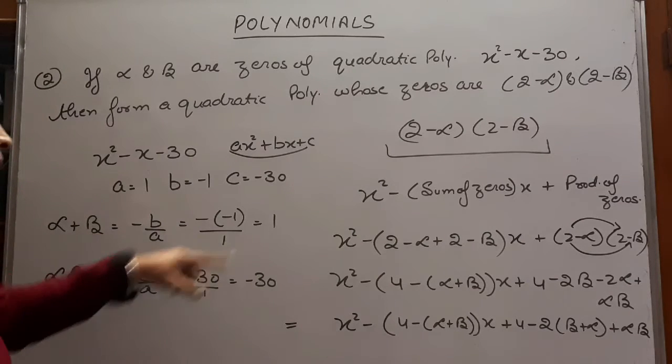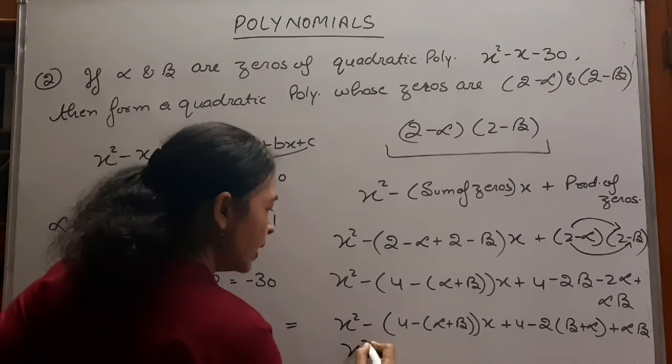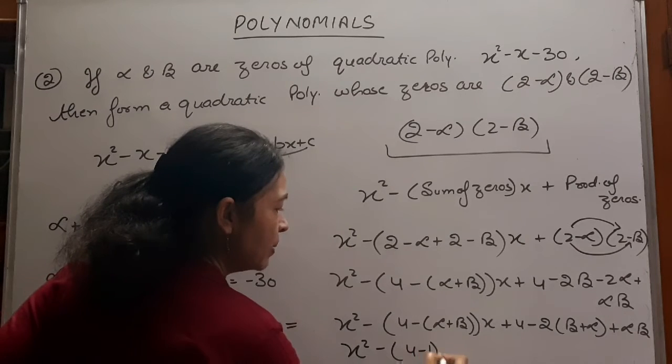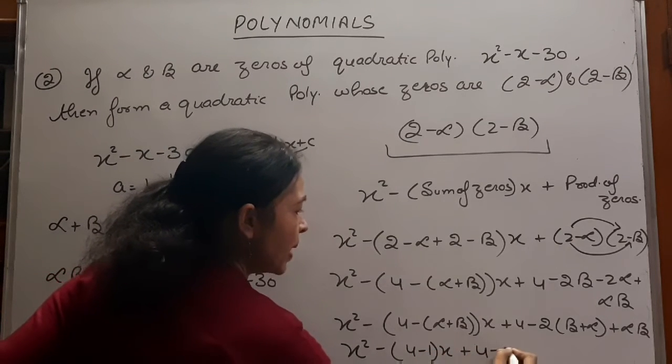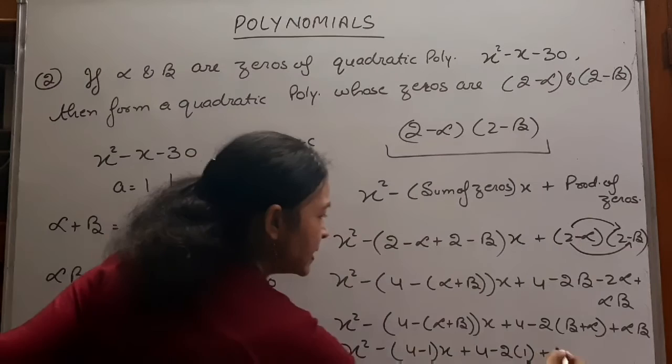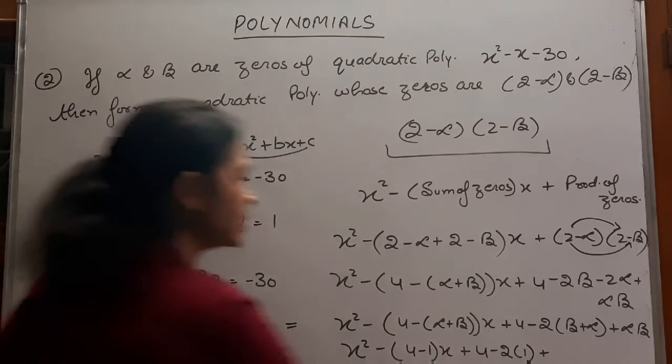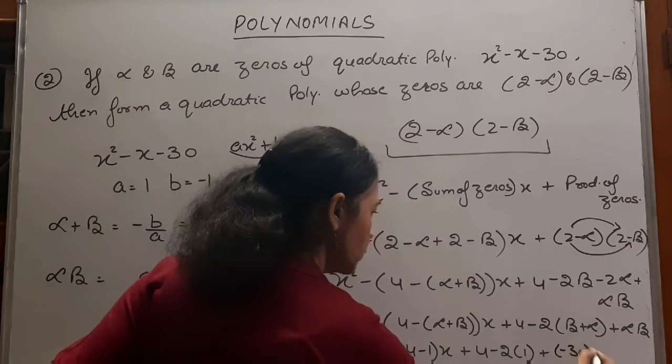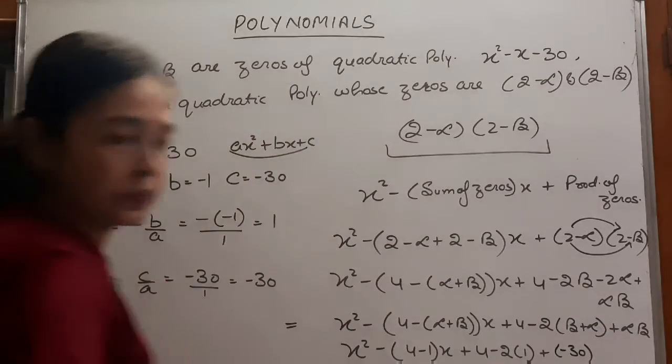What is the value of alpha plus beta? 1. We have x² minus 4 minus 1 into x plus 4 minus 2 into 1 plus alpha beta, which is minus 30. What do we get?